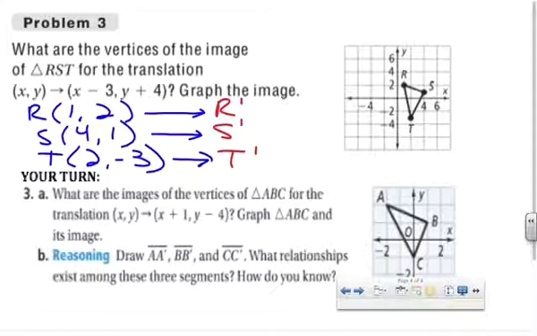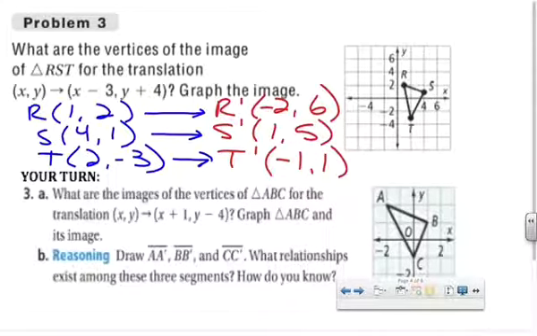Okay, so where is R prime? Where is R prime? -2, 6. It's just that easy. You're just subtracting 3 from the x-coordinate and adding 4 to the y-coordinate. So that means that S prime is located at 1, 5, and T prime is at -1, 1. So please take a moment to work through that your turn problem 3.